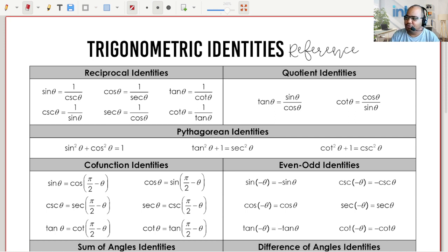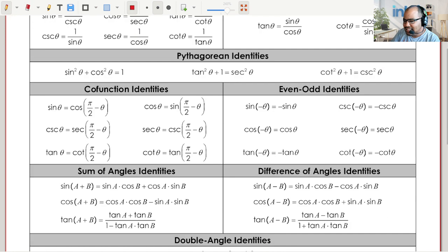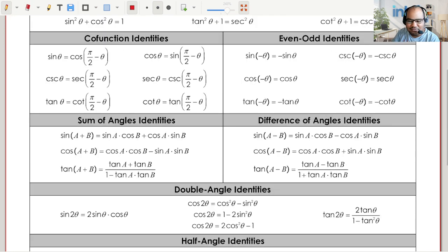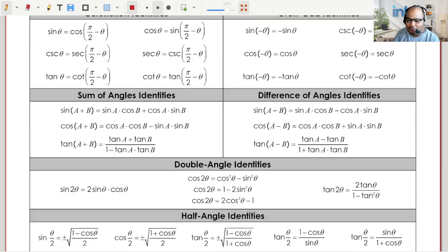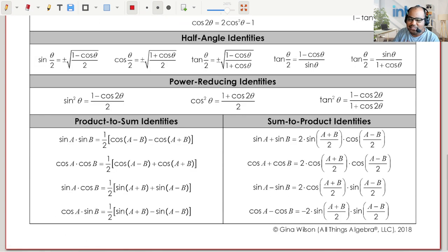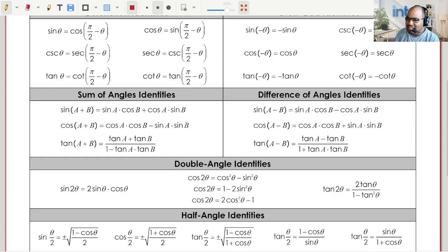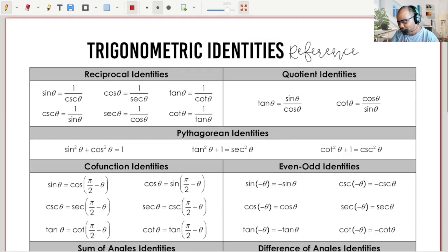Especially when you talk about integration, you don't need every single one of these identities. But the question is, which ones should you know? So this is just the top half of this. And if we scroll through, we see that there's a lot here. We've got difference of angles, double angle, even odd, cofunction, power reduction, product of sum, but we don't need all of them. We don't really need them all. But which ones do we need?